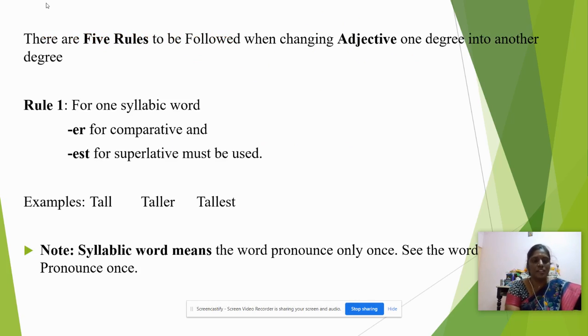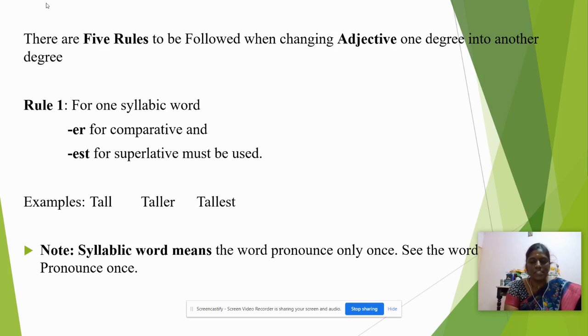See the first rule. The first rule is one syllabic word. If the adjective has one syllable, then we have to use ER for comparative, EST for superlative. We have to add. This is applicable only for one syllabic word. Take the adjective tall. Just pronounce the word tall. Only once we are pronouncing it. Even though it has 4 letters, only one time we are pronouncing the word tall. So it is known as one syllabic word.